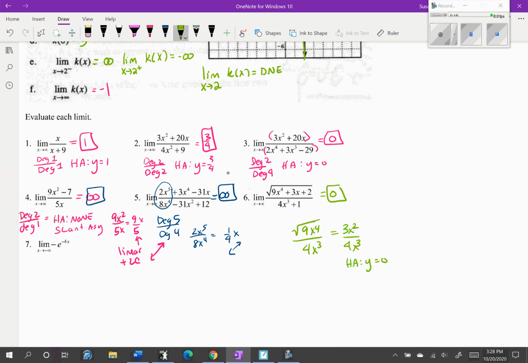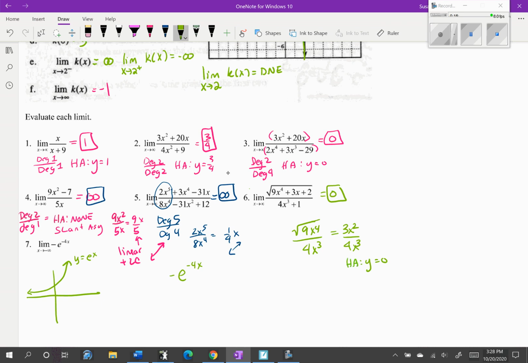And looking at this last one, this is not a rational function. So this is an exponential function because we have a variable as an exponent, and we can use our calculator to help us, or we can just think about our graph. So if I have negative e to the negative 4x, you can think about your parent graph. So this would be y equals e to the x. And what's happening to our parent graph?